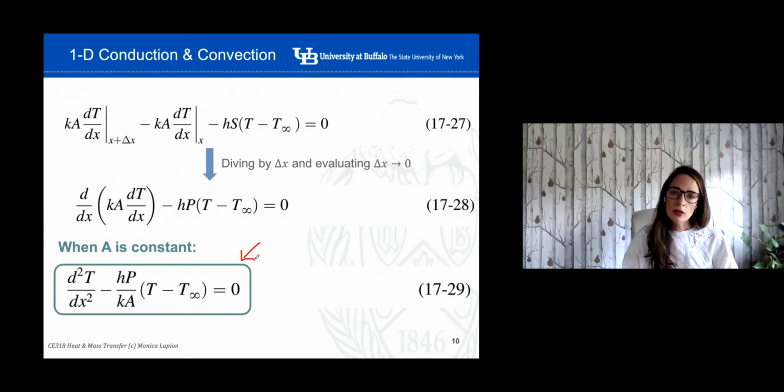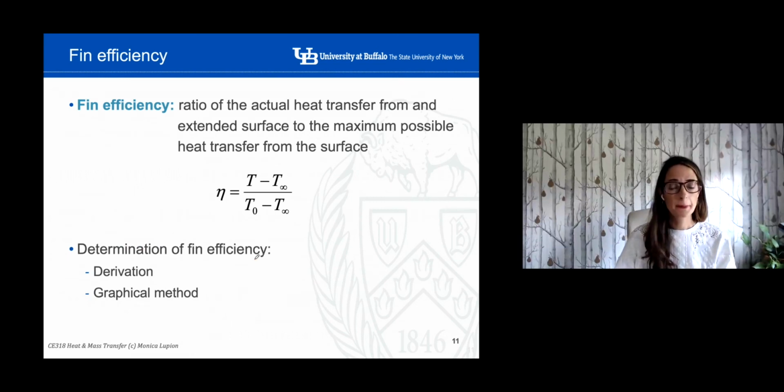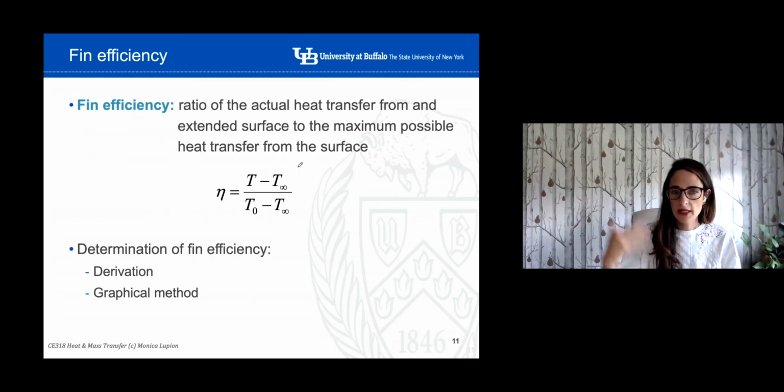And there is a long development in your textbook, but usually we engineers are very practical and we take practical approaches. In this case, we are gonna use a concept that will help us solve this problem without going through the analytical solution and the integration. So we're gonna define fin efficiency. The fin efficiency is the ratio of the actual heat transfer from the extended surface divided by the maximum possible heat transfer that can be released from the surface.